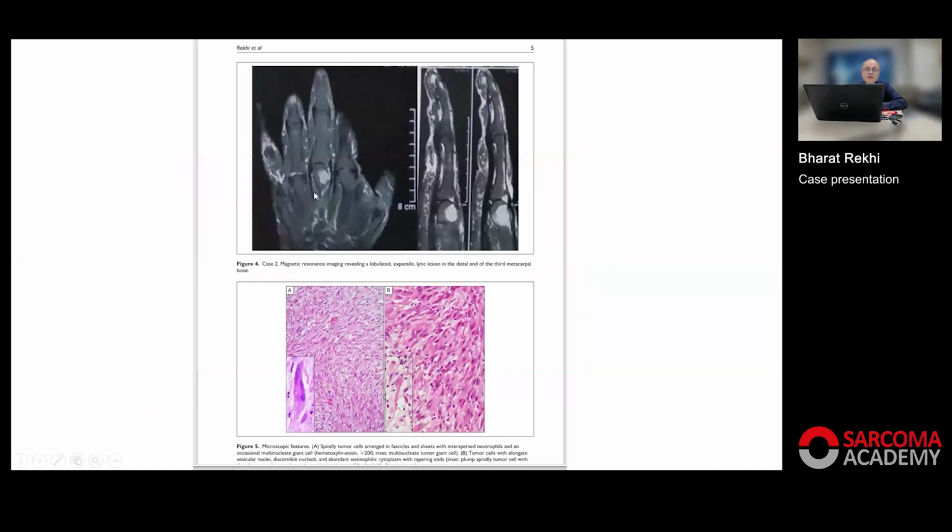That's another case we came across in the finger, and the differentials on imaging were metastasis versus a giant cell tumor.